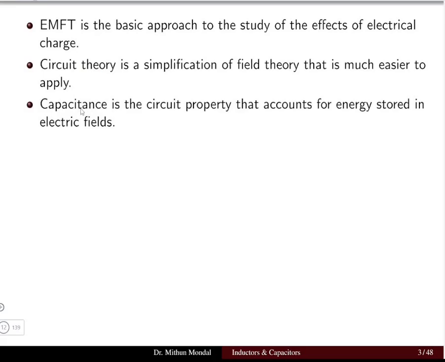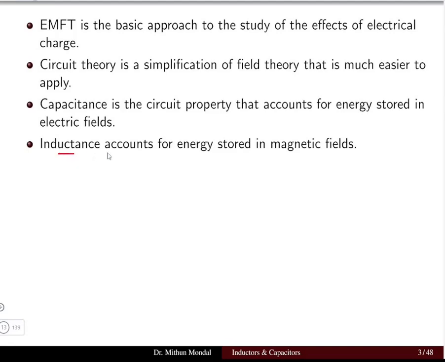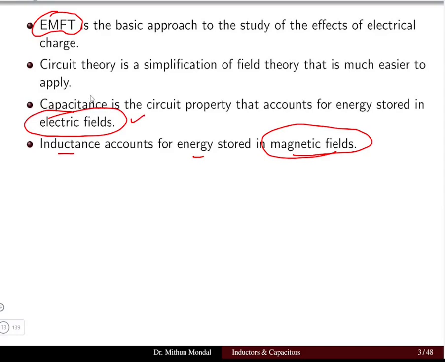Now, what is capacitance? Capacitance is the circuit property that accounts for energy stored in the electric field. So whenever you have an electric field in which energy is stored, that property of the circuit is known as capacitance. On the other hand, inductance stores energy in the magnetic field. Electric field and magnetic field together make up electromagnetic field theory. So in the electric field, energy is stored by capacitance, and in the magnetic field, energy is stored by inductance.